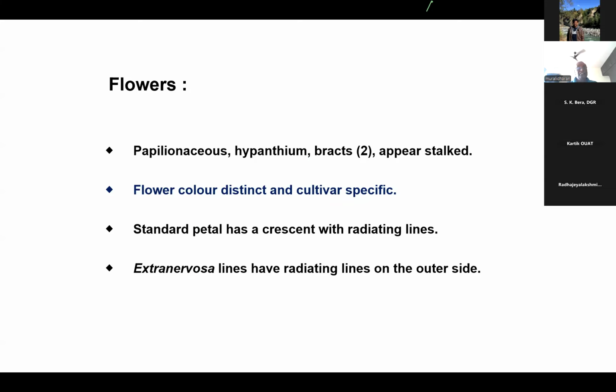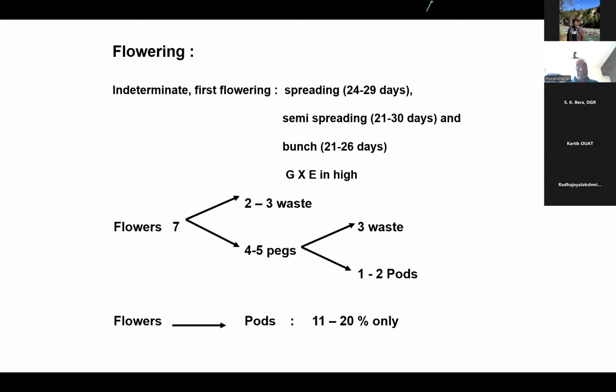Flowering, indeterminate. First flowering in the spreading group, Virginia spreading, is 24 to 29 days from date of sowing, semi-spreading 21 to 30 days, and bunch 21 to 26 days. But the G into E is high here. Out of 7 flowers, 2 to 3 flowers are wasted. Only 4 to 5 form pegs. Out of these 4 to 5, we get one or 2 mature pods and 3 are wasted.